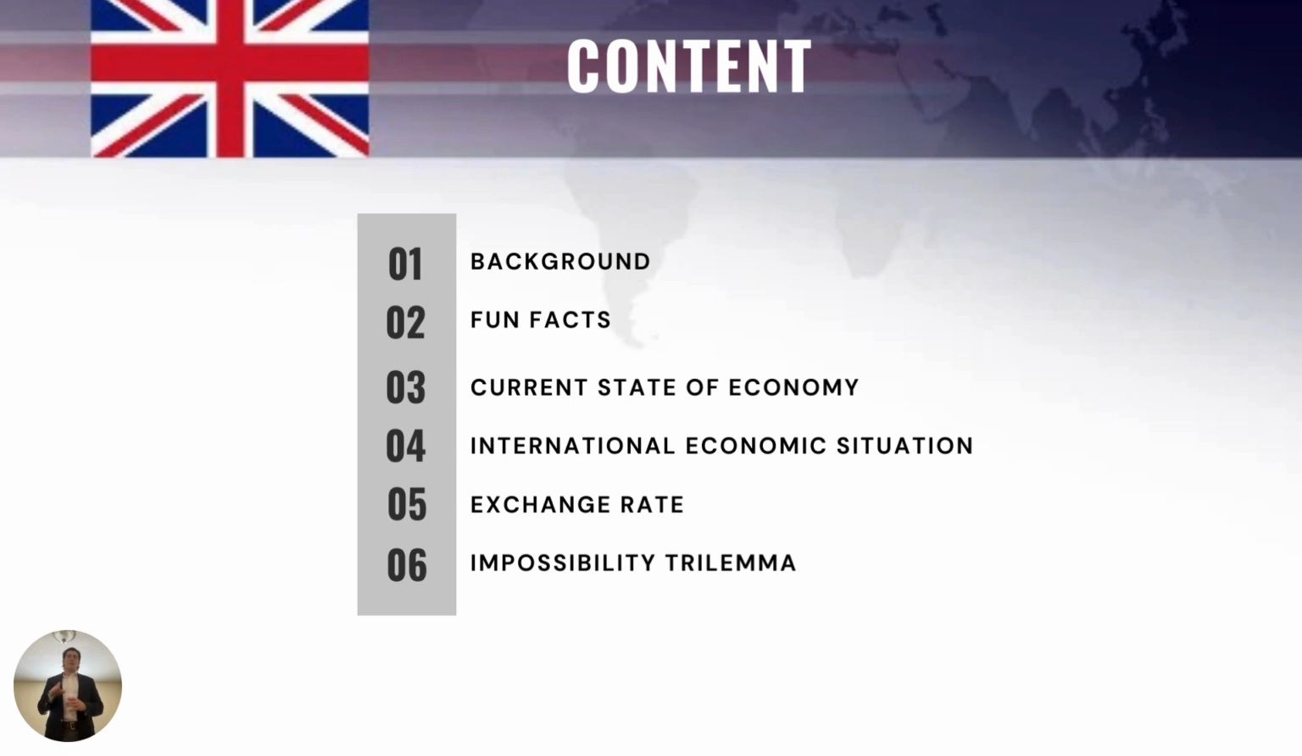And then I'm going to be talking about the international economic situation, so who they're mainly importing and exporting to, and then also their main imports and exports. Then I'm going to go into the exchange rate, specifically the exchange rate between the US dollar and the Great British Pound. Go through it the past couple of months, see how stable it's been. Then I'm going to be explaining the impossibility trilemma and what two policies I think or I know that the UK are using.